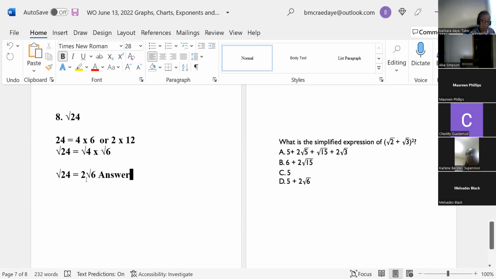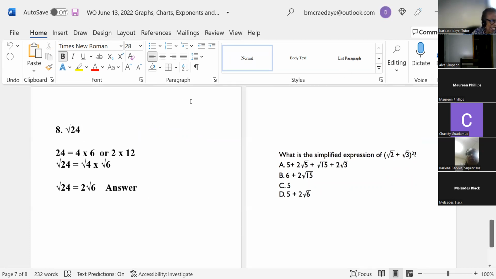Now the square root of 6 can be factored into 3 and 2, but they're both prime numbers. So once you get prime numbers, you just leave it. There's your answer: 2 times the square root of 6. Questions? We're getting there.